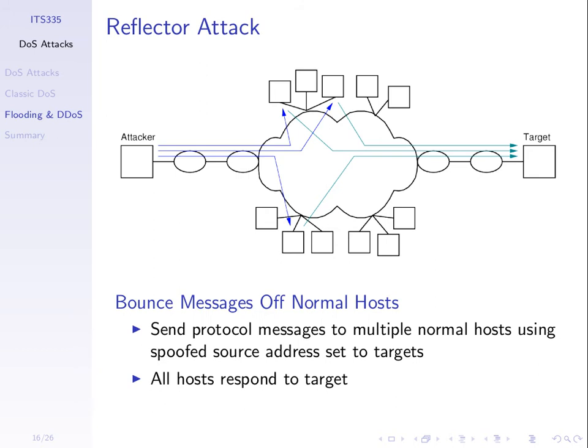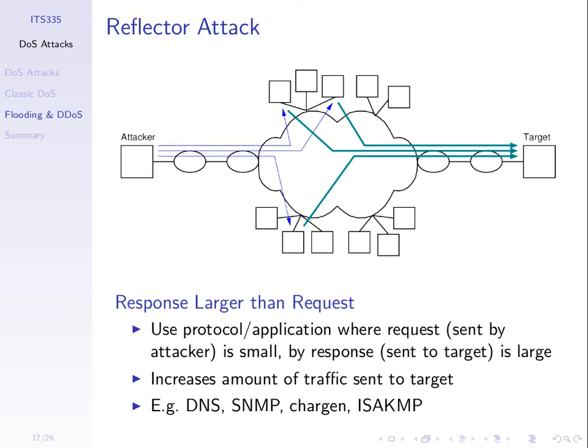What else can we do to increase the load? Well, if we could take that approach, but get the replies to be larger than the requests. The concept is that we send small requests to these innocent computers. Using the protocol, they send a response to the source, which is the target, and the attack will be successful if that response is significantly larger than the request. Because that leads to a scenario where the attacker is sending a small amount of data out, but a large amount of data is going into the target.